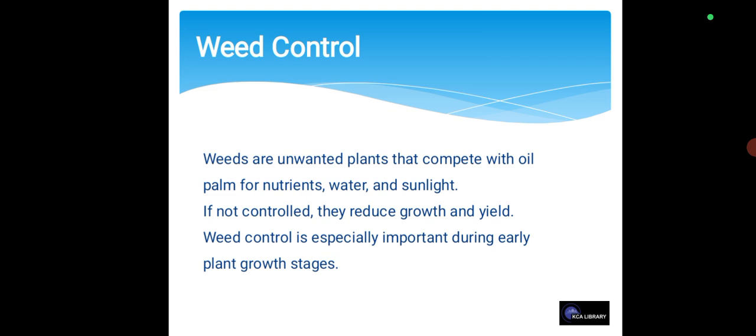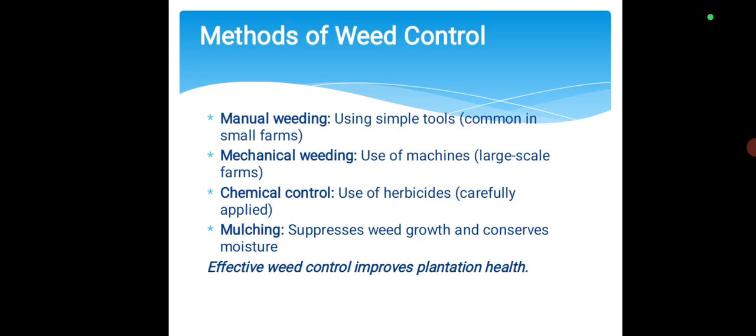So weeds can compete with oil palm. They can compete for nutrients, they can compete for water, they can compete for sunlight. So there is a need to control them. So what are the methods of weed control? First, we can do manual weeding.